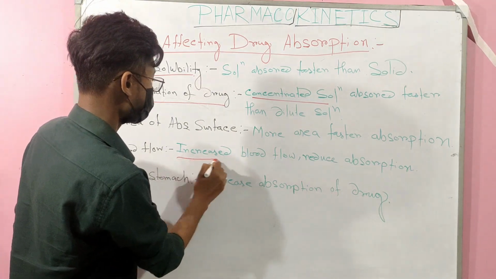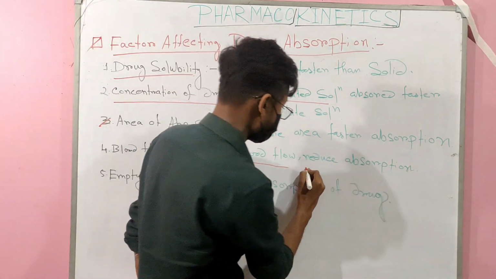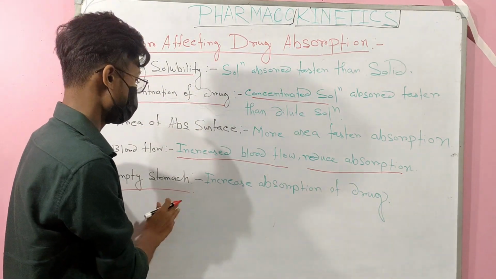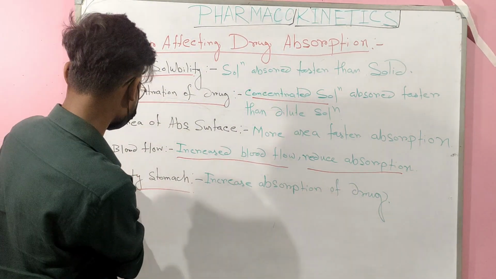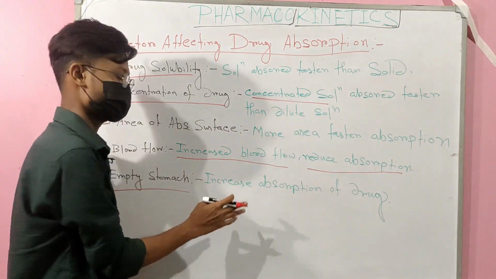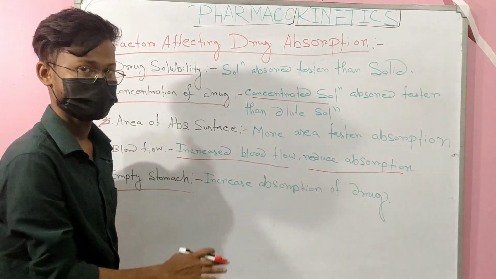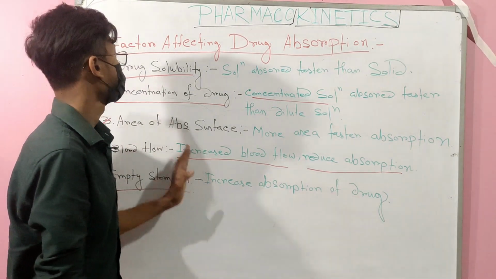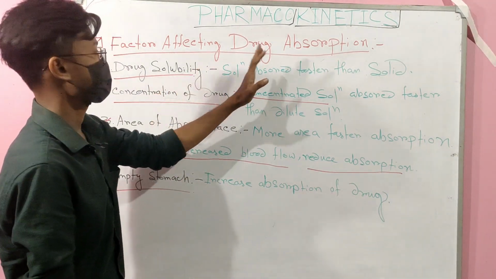Then blood flow. If blood flow increases, absorption increases. Then empty stomach. The last one is empty stomach, which increases absorption of drug in our body. This is the total concept of factors affecting drug absorption.